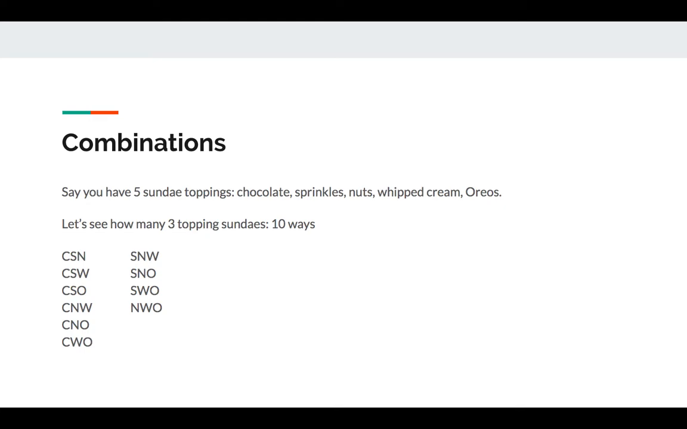Now, let's try it again. Let's say you have 5 sundae toppings and you want 3 topping sundaes. So I went through and got all my 3 topping sundaes. There they are. I had 10.